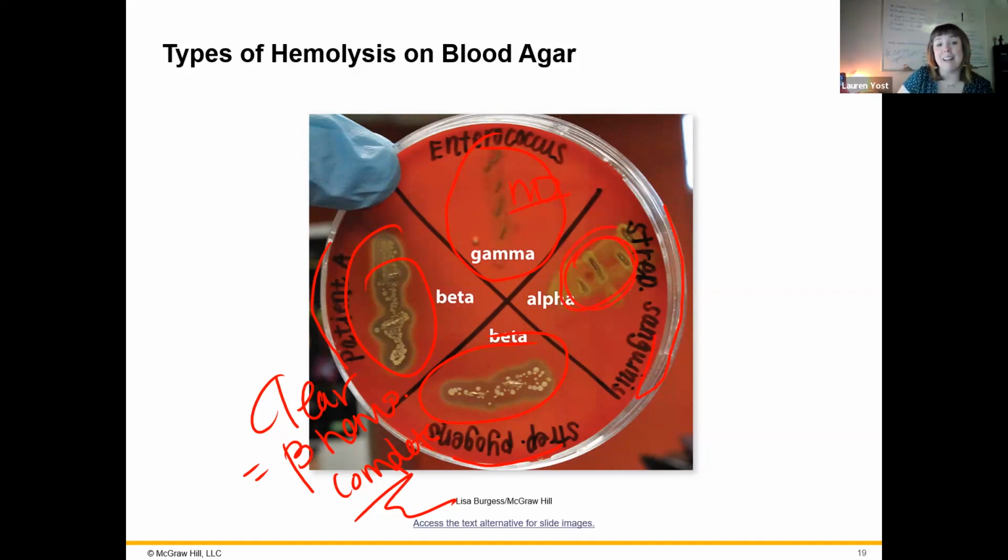This does cause greening, but we don't see clearing. So this is alpha hemolysis. So this is incomplete hemolysis.